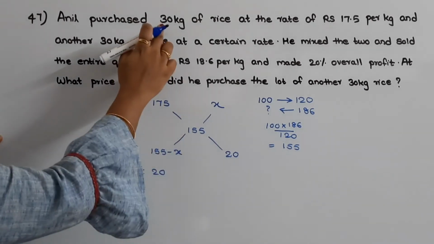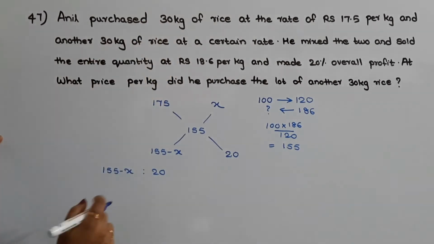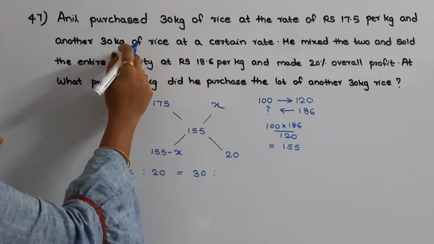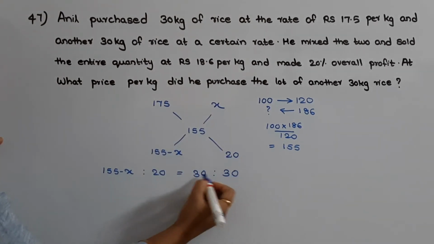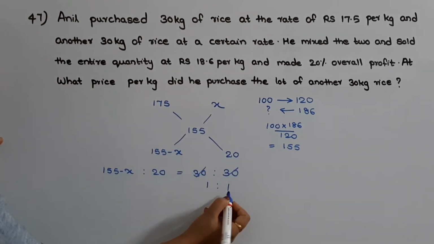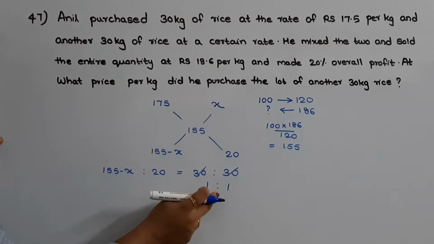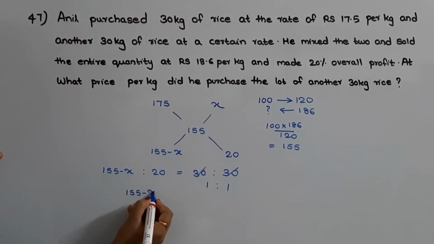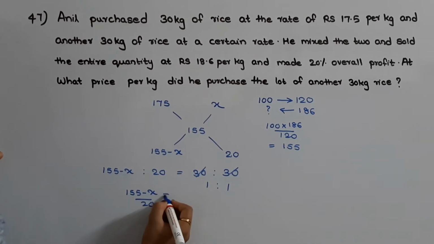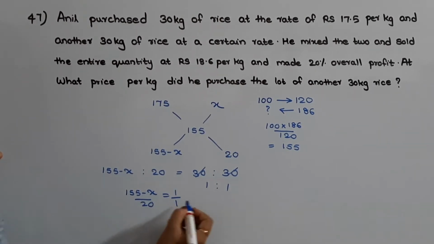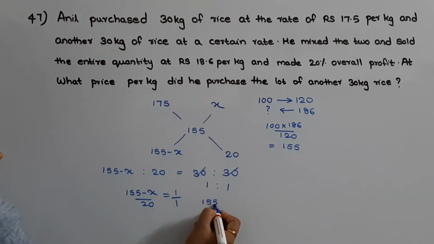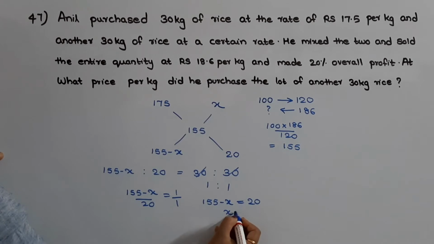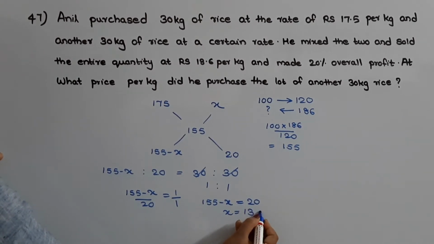Okay, so in the initial case, the quantity is 30 kg. Okay, and in the second case, the quantity is 30 kg. So what is the ratio? That is 1:1. Okay, so this ratio is equal to 1:1, which means 155 minus x by 20 is equal to 1/1, or we can write this as 155 minus x is equal to 20. So from this, x value will be equal to 135.